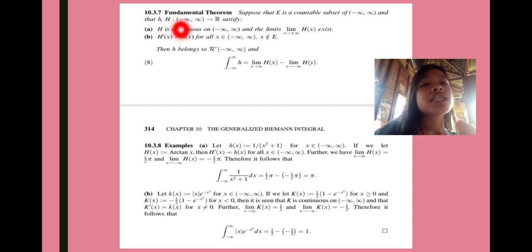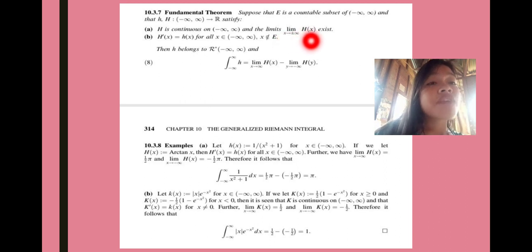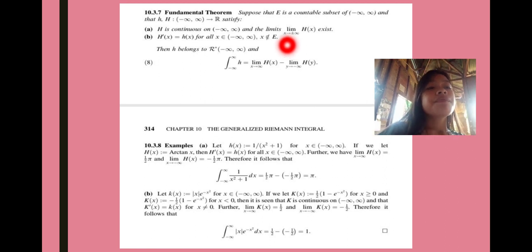a partition of h, negative infinity and positive infinity is a real number, satisfy A. h is continuous on an interval negative infinity and positive infinity, and the limit of h of x exists as x approaches positive and negative infinity. B. h prime of x is equal to h of x for all x belonging to the interval negative infinity and positive infinity, x does not belong to E.